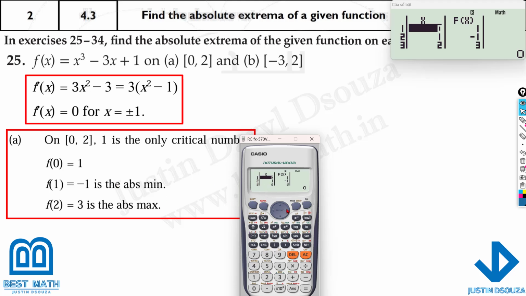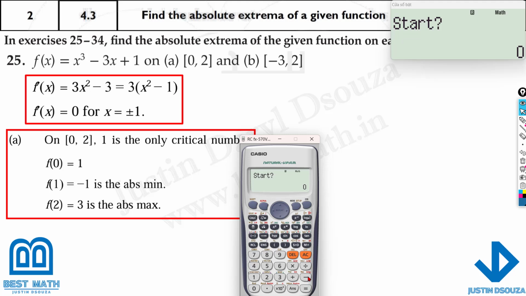Now let's see. At 0, is it 1? Yes. But the absolute maximum and minimum are these. Is it true? Yes. So from here, you can easily deduce which is maximum and minimum. And easily you can look into the 4 options, eliminate the wrong ones and choose the correct answer. Let's try question number B. Same thing. Let's press AC. The equation remains the same.